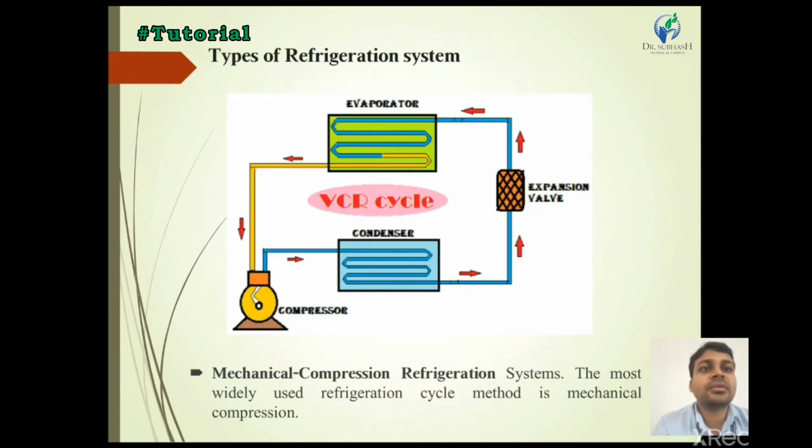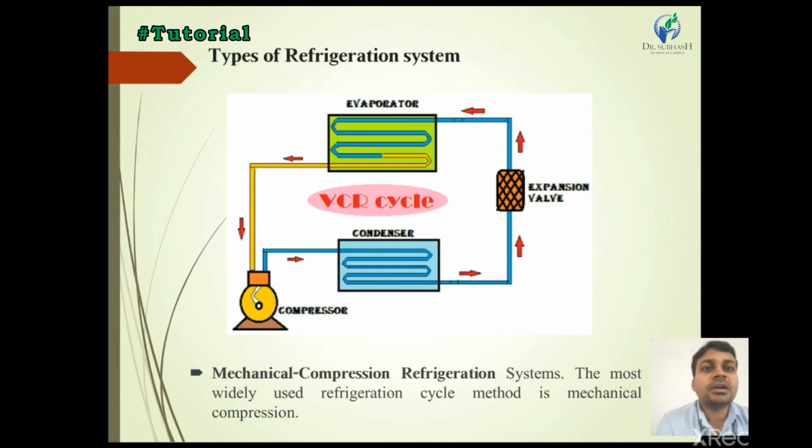There are some types of refrigeration systems. The first type is mechanical compression refrigeration, in other words the vapor compression refrigeration system. The most widely used refrigeration method is the mechanical refrigeration system, used widely in the world. There are 4 component parts: the first is the compressor, the second is the condenser, the third is the expansion valve, and the fourth is the evaporator.